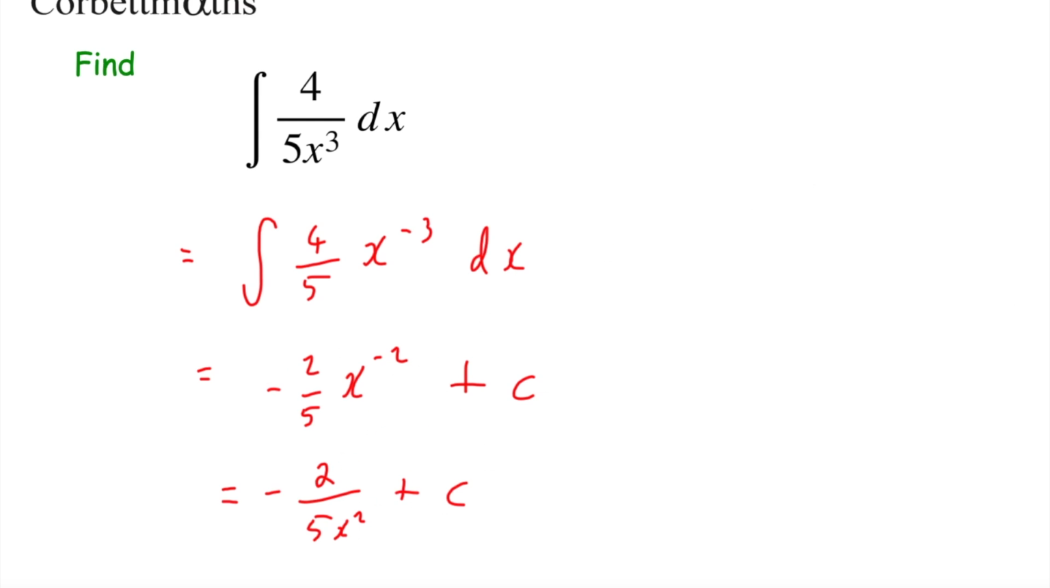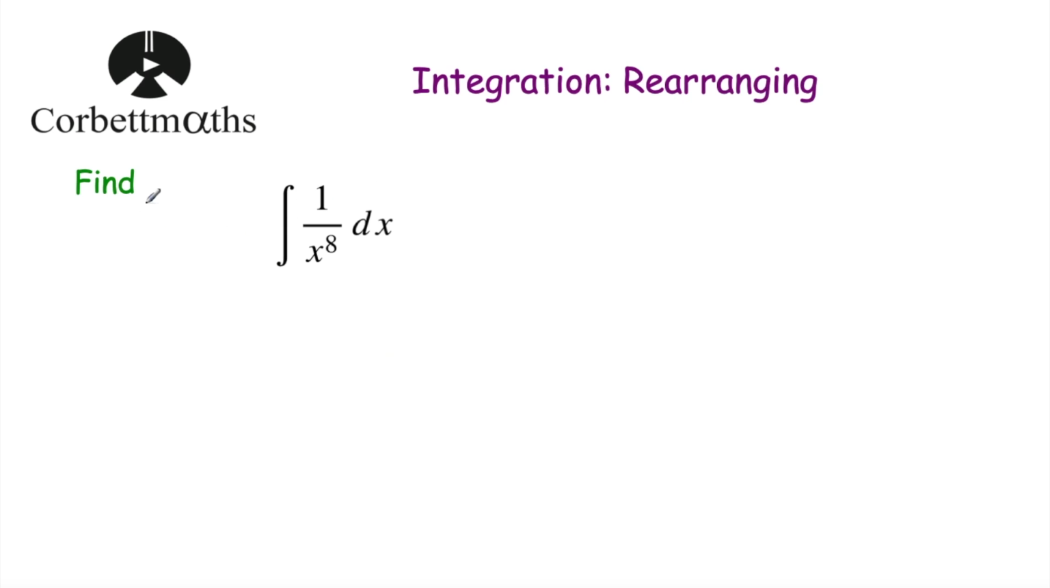Okay, let's look at our next question. Okay, our next one, we've been asked to integrate 1 over x to the power of 8 with respect to x. So here again, we want to get rid of this x on the denominator, so we've got integrate, and instead of 1 over x to the power of 8, we're just going to bring it up and give it a negative power, so it's going to be x to the power of negative 8.